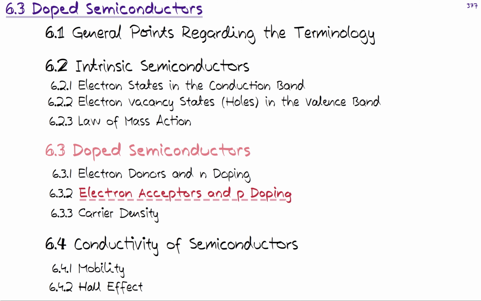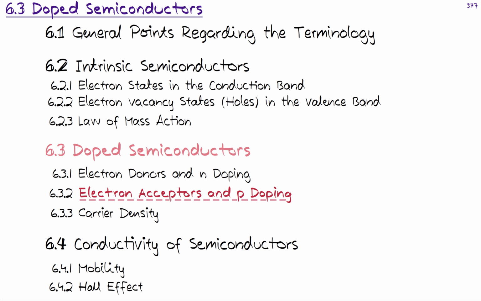This journey you are about to start with me is our lecture on section 6.3.2 regarding electron acceptors and p-doping. So essentially what we're doing here is repeating the process we just did for the n-type doped semiconductors, and now we will consider so-called p-type doped semiconductors.